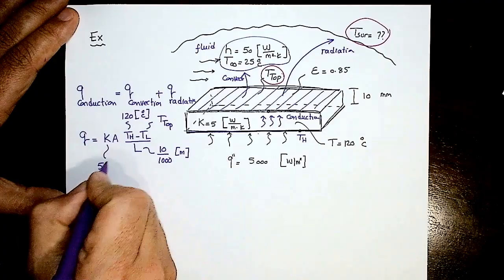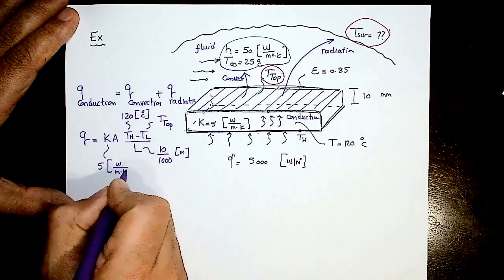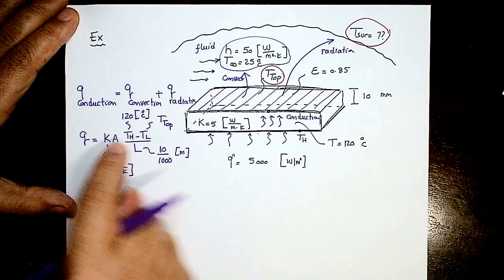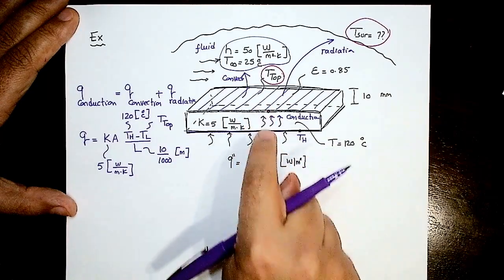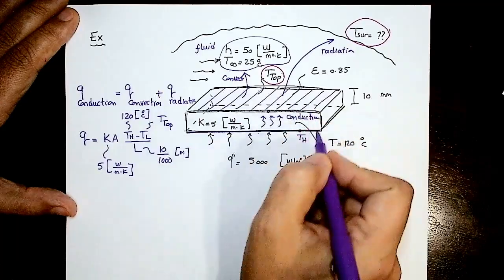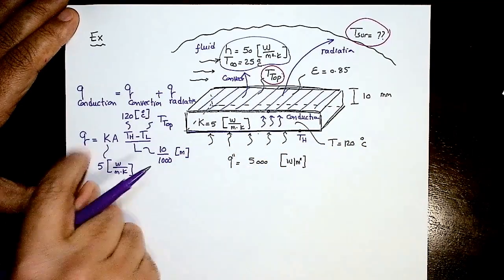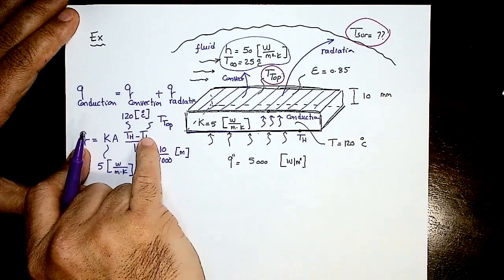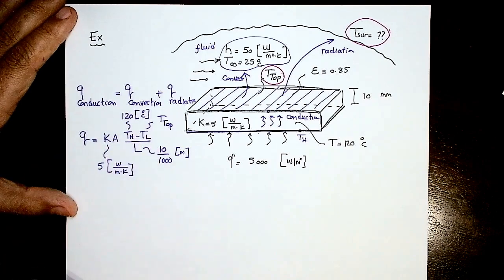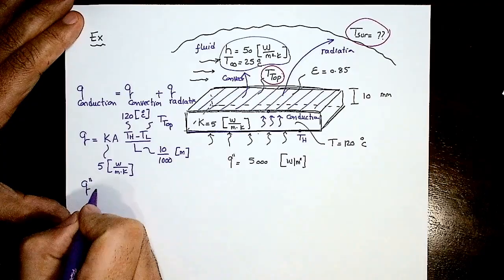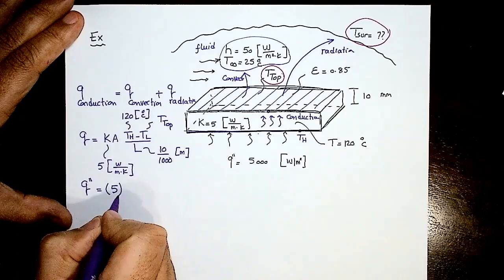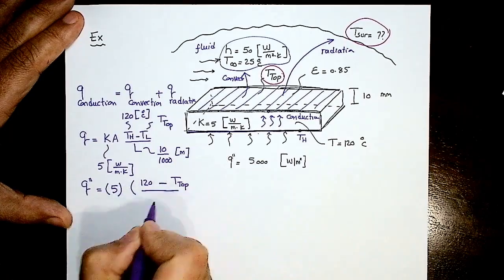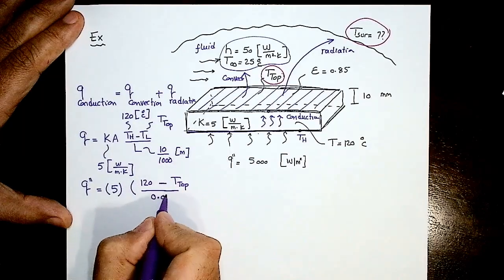K is given by 5 watt per meter Kelvin. What is the definition of A? A is the area perpendicular to the heat. It's perpendicular to this, right? So it's either the upper face area or the lower face area. But remember, I don't have the value of Q, right? So if I don't have the value of Q, that's going to be two unknowns here, right? But if I divide both sides of the equation by A, what am I going to get? Q double prime is equal to K, which is 5, times 120 minus T top, divided by 10 over 1,000, that's 0.01.